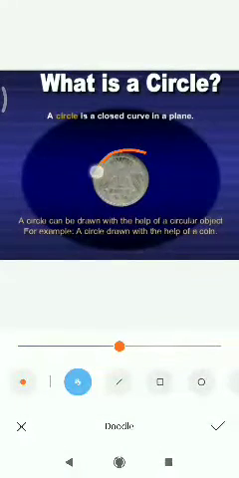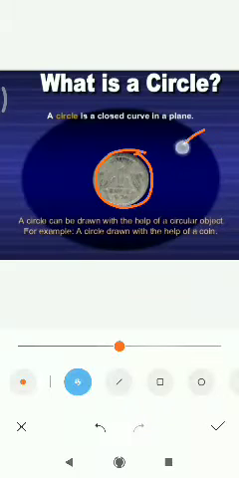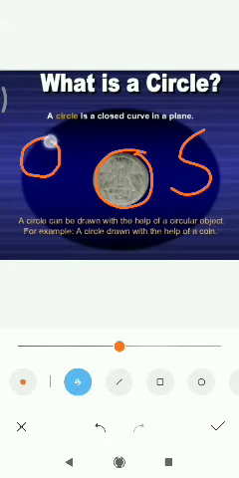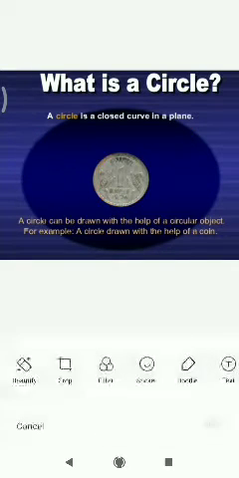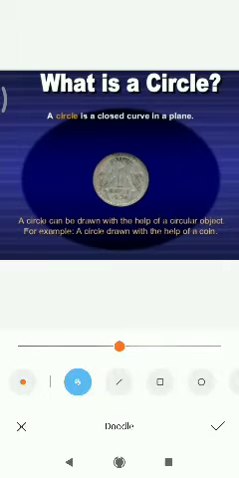A closed curve. This is a curve. So what is a closed curve? That means there is no starting and no ending. That is a closed curve. A circle can be drawn with the help of a circular object. For example, a circle can be drawn with the help of a coin, a button, or any circular object.